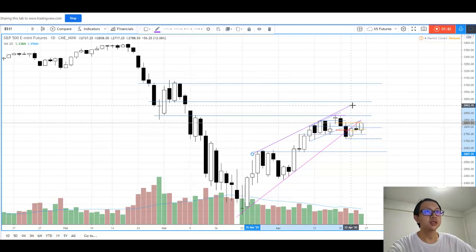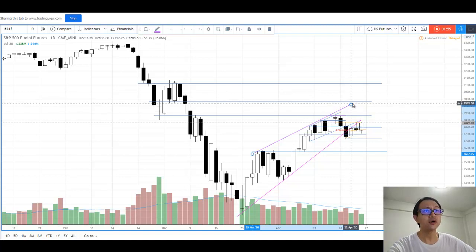A rising wedge is bearish in nature. It's maybe a bit confusing. It's actually a bearish wedge, but it's a rising wedge as well. But anyway, what's the rationale behind the rising wedge? Why is it a bearish formation?